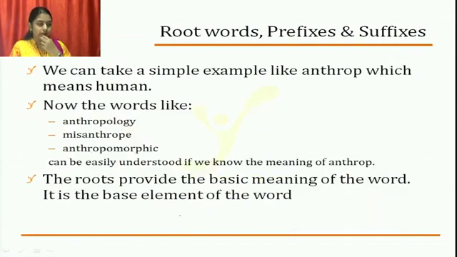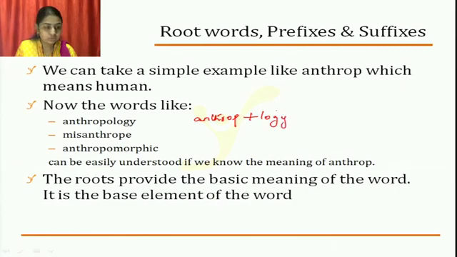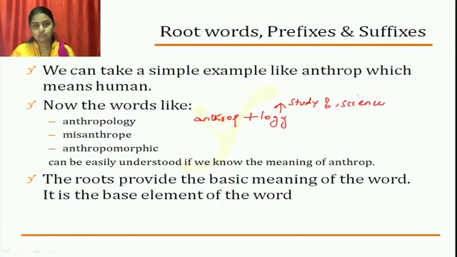We can take a simple example like anthrope, which means human. Let's take one word here, anthrope. Now I have anthropology, misanthrope and anthropomorphic. What I did is I took the word anthrope and attached logy to it. Now you all know that logy means study of, or science. So anthrope is human, anthropology is study of humans.